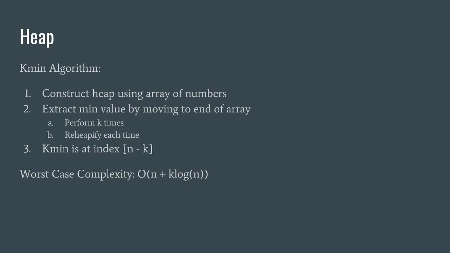The next algorithm involves using a heap. For this solution, we heapify all of our elements within an array. Next, we extract the min value and reheapify it. We perform this extraction and run this algorithm k times. This kth extraction will be our kmin value. Since building the heap takes linear time and extracting and reheapifying the heap k times takes log n each time, our worst case time for this algorithm is big O n plus k log n.